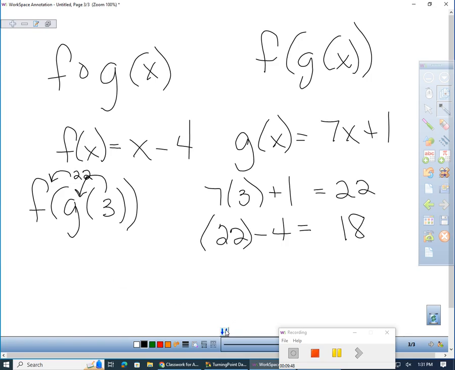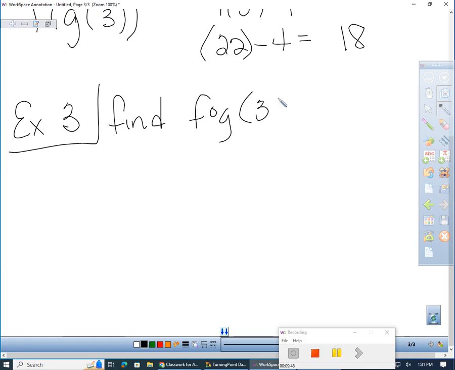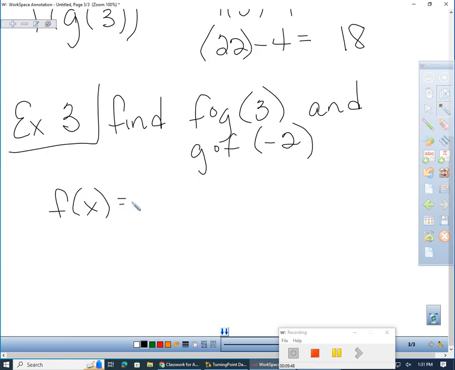So let's do an example of that. So here's example number 3. The way it will be written, it will say find f of g of 3 and g of f of -2. And then maybe they tell you that f of x equals x squared minus 1 and g of x equals 3x plus 1.